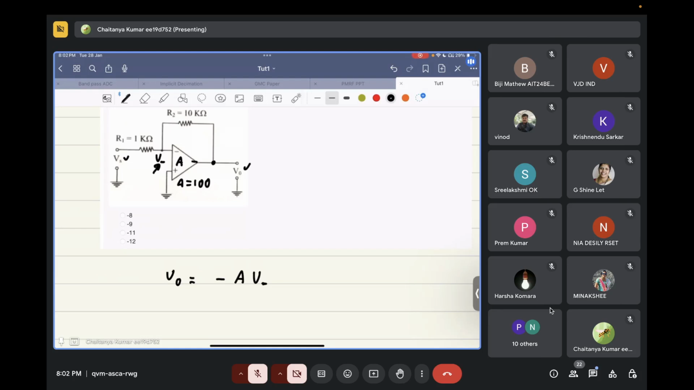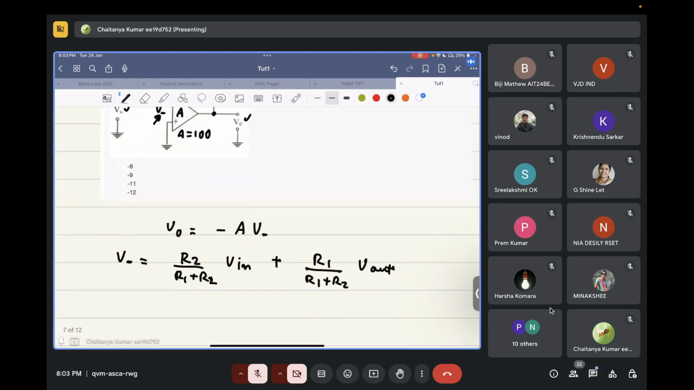So the output impedance of this op amp, since nothing is given, can be assumed to be infinity. In that case, V minus can be written as R2 by R1 plus R2 times V in plus R1 by R1 plus R2 times V out. Any doubt in this? Okay, if there is no doubt, let's move forward.